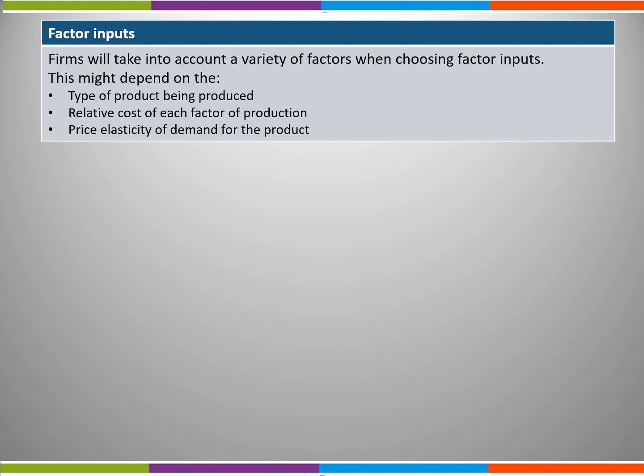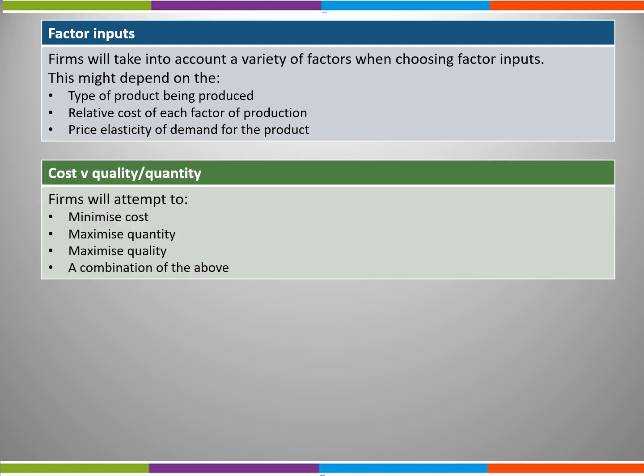Firms will take into account a variety of factors when choosing factor inputs. This is dependent on the type of product being produced, the relative cost of each factor of production, and the price elasticity of demand for the product, as price inelastic products will allow the firm to charge higher prices, passing the cost on to the consumer.